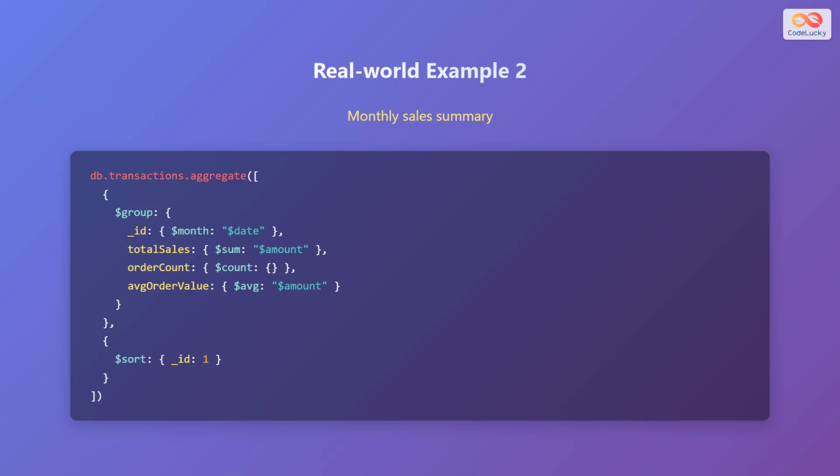Here's another real-world example, this time focusing on generating a monthly sales summary. We start with db.transactions.aggregate and use a $group stage to group by the month of the date field, calculating the total sales using the $sum operator on the amount field, the order count, using the $count operator, and the average order value using the $avg operator on the amount field. We then use a $sort stage to sort the results by the _id field, which represents the month, in ascending order. This pipeline provides a clear overview of monthly sales performance, including total sales, order count, and average order value.